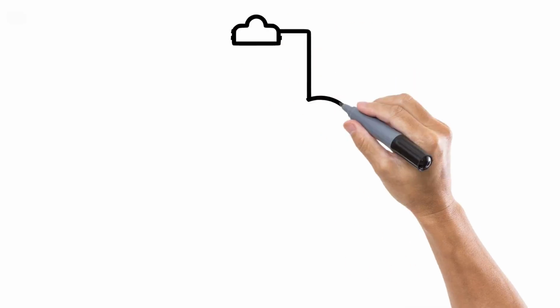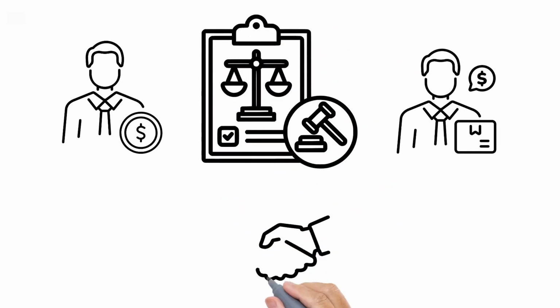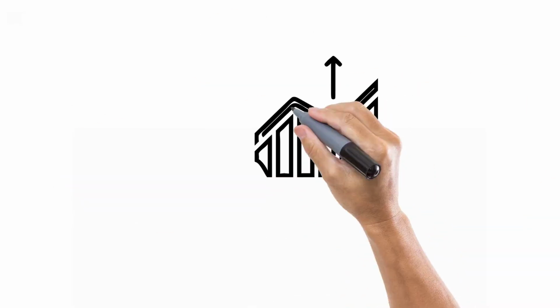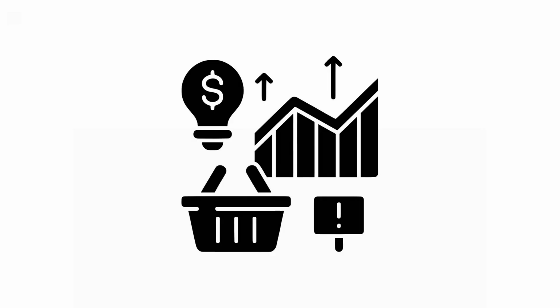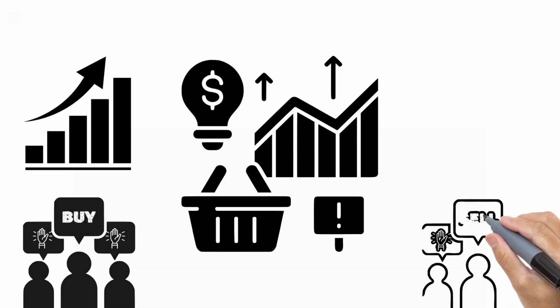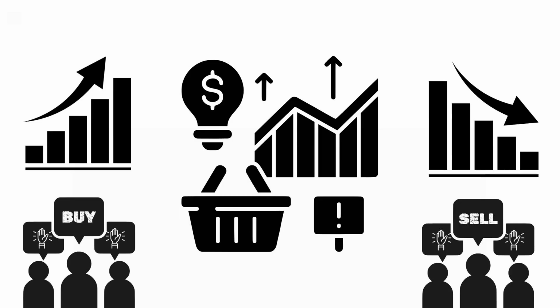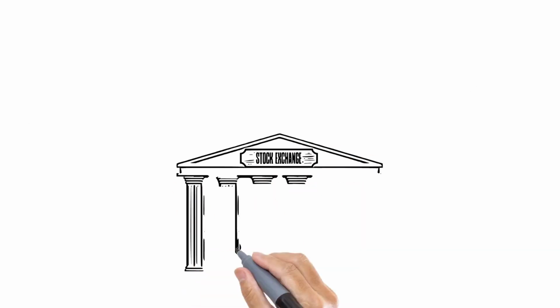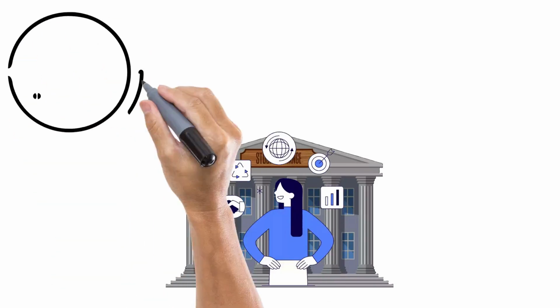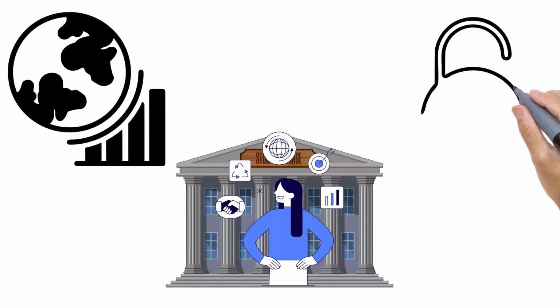These exchanges provide a regulated platform where buyers and sellers can trade shares safely and efficiently. They also help determine the price of a stock through supply and demand. If many people want to buy a stock, the price rises. If more people want to sell, the price falls. In short, a stock exchange is the hub where ownership in companies is exchanged, making investing accessible to the public worldwide.